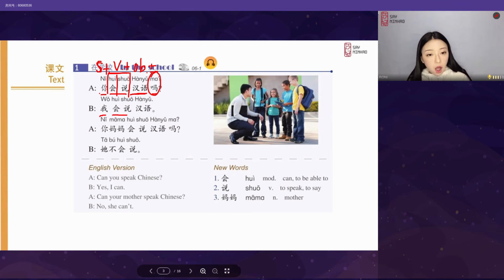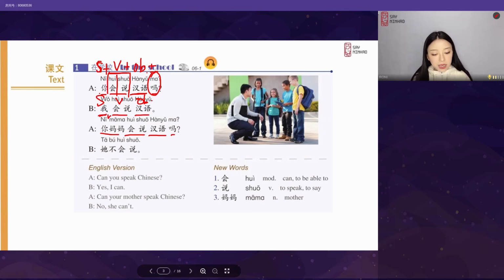Next sentence, 我会说汉语. I can speak Chinese. So 我 the subject plus 会 plus 说 can speak and plus the object 汉语, I can speak Chinese. Next sentence. 你妈妈会说汉语吗？你妈妈 actually is 你的妈妈, your mother, right? But because mama is a kinship to 你, so we can omit 的 here. So we just simplified 你的妈妈 to 你妈妈.